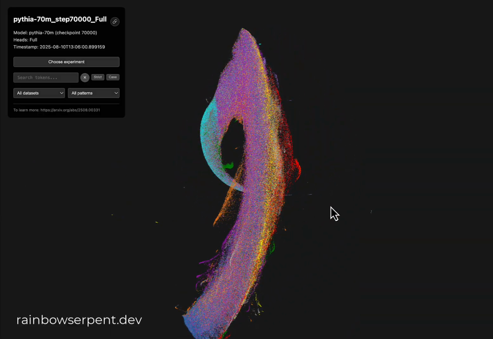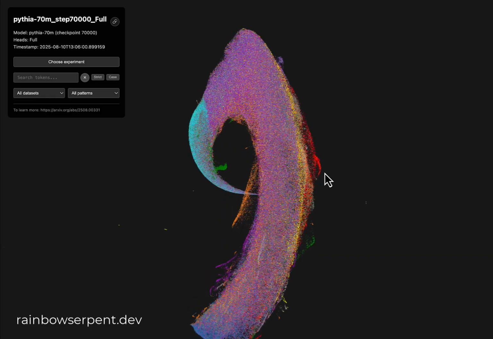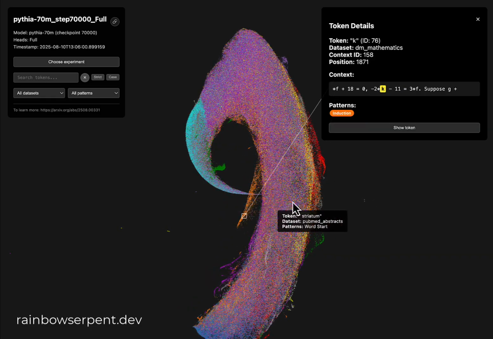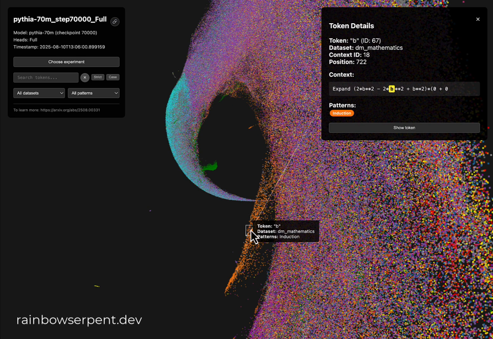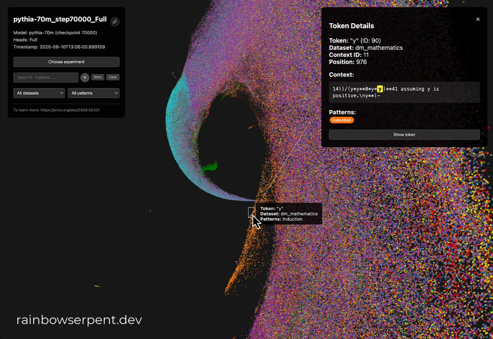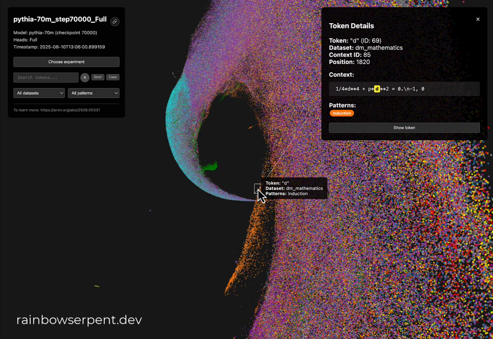Alright, so what are these dangly bits? One of the most obvious ones is this large streak of induction patterns over here. So let's take a closer look. We can see that these are all variable names in DM mathematics. That's DeepMind mathematics, a data set consisting of many different kinds of fairly elementary mathematics questions. So this is all single tokens. They're induction tokens because, for example, this variable has appeared previously in the context.